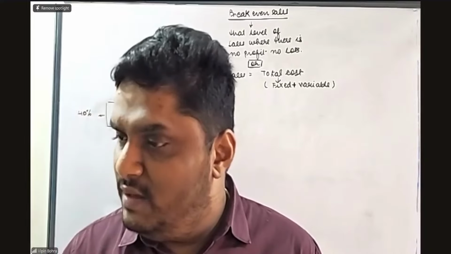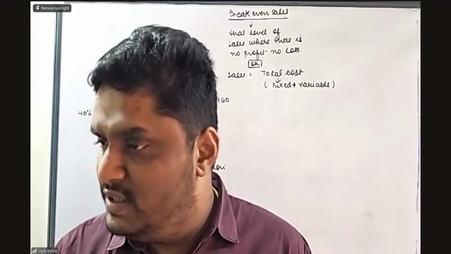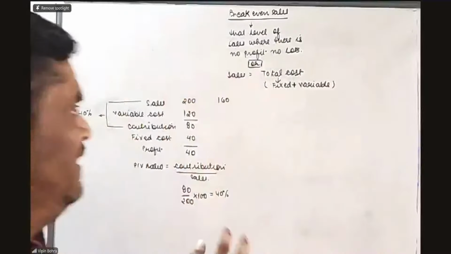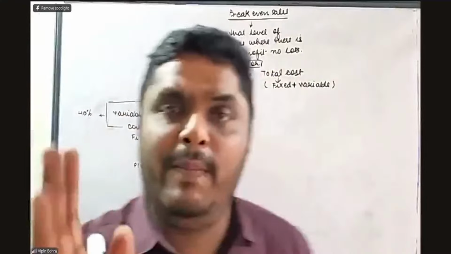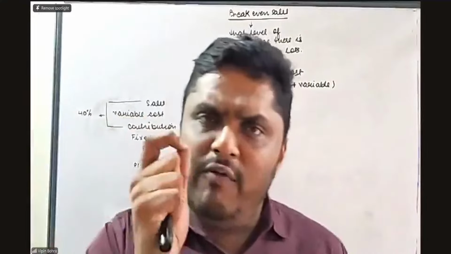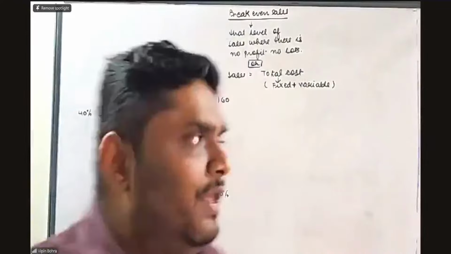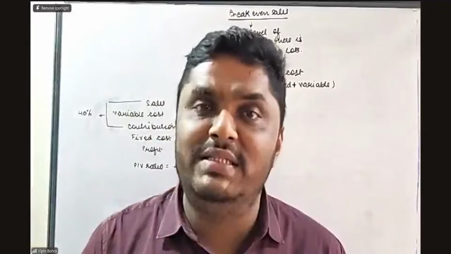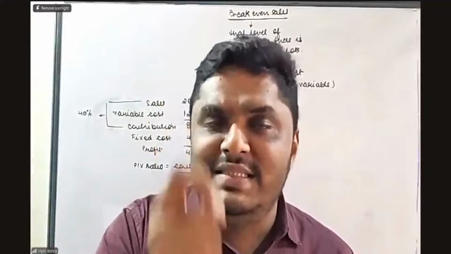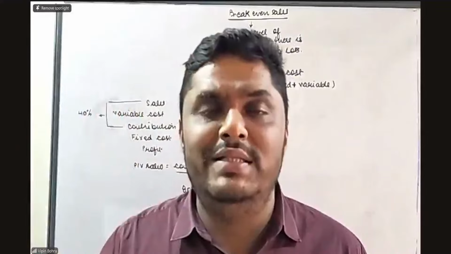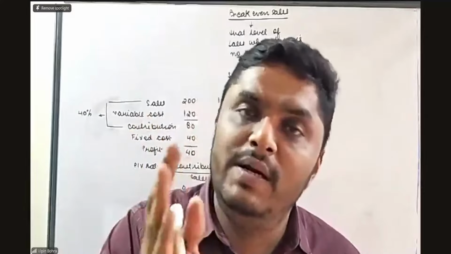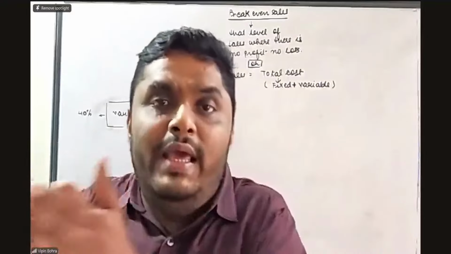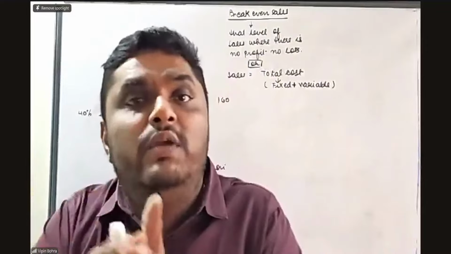Very good, Mustafa. Let me check whether your explanation is correct. So you want to say that 160 is the sales where my profit is zero. My question to all of you: if the sales is reduced from 200 to 160, will the variable cost be the same, or will it change? If sales is reducing, will variable cost be the same or will it change?